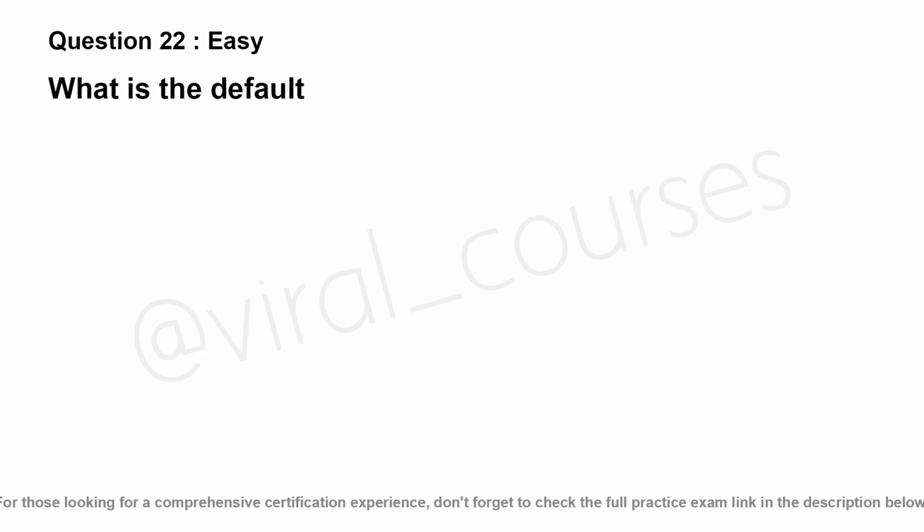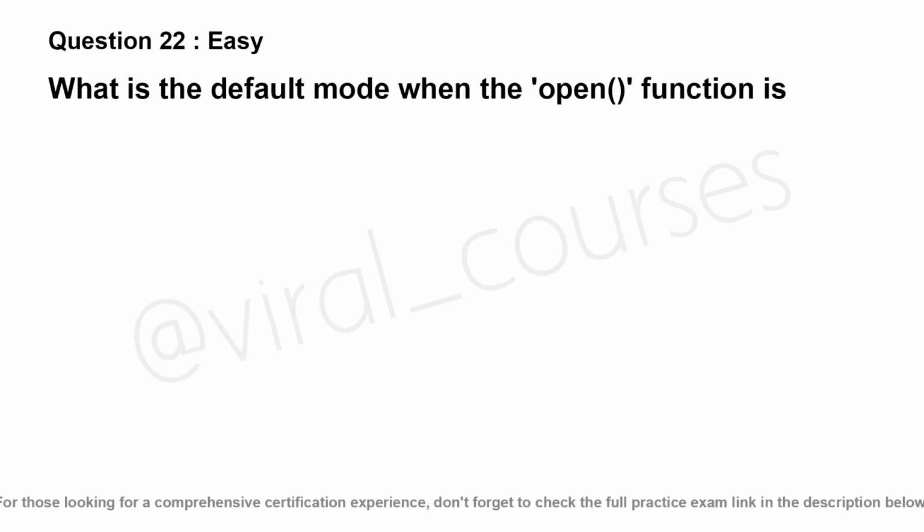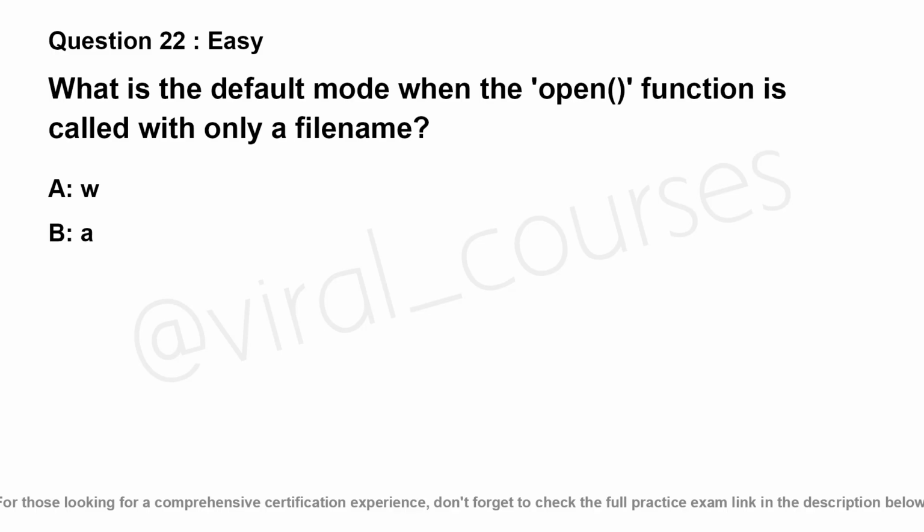What is the default mode when the open function is called with only a file name? Option A, w. Option B, a. Option C, r. Option D, rb.